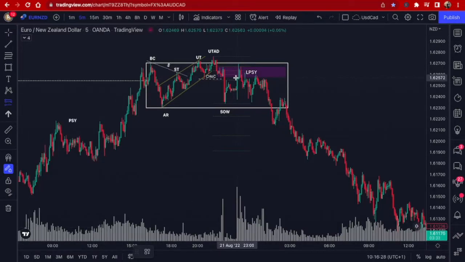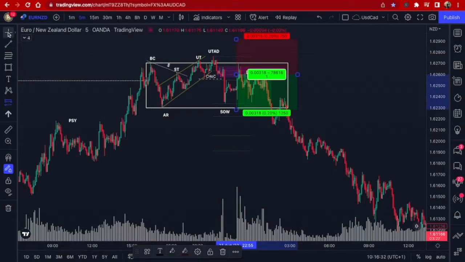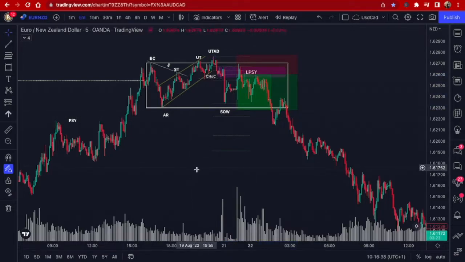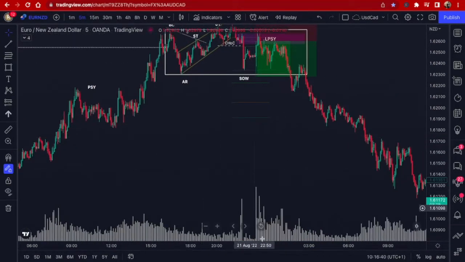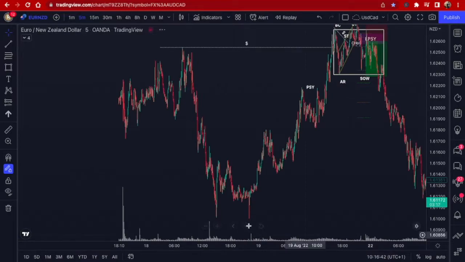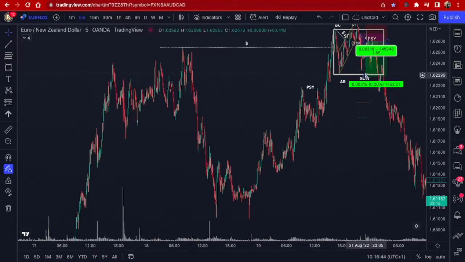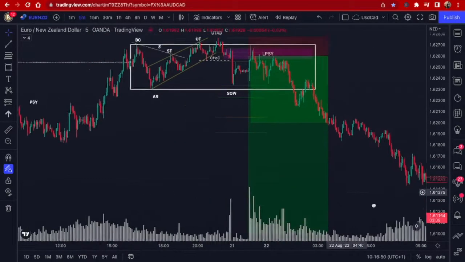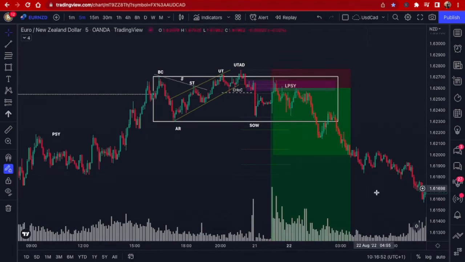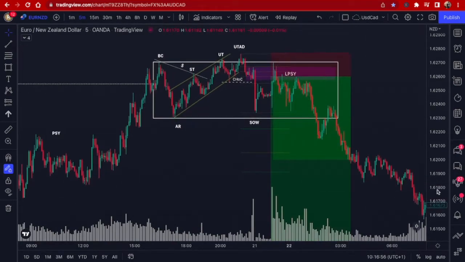So what we're going to do, we're going to simply set an order on the 618. Stop loss goes above the UTAD, of course, 17 pips. And the take profit is going to be, as explained, the liquidity of these lows. Okay, there we go. So in this example, you've actually got a 9.3 risk to reward. So you're still actually having a 10-to-1 risk to reward.